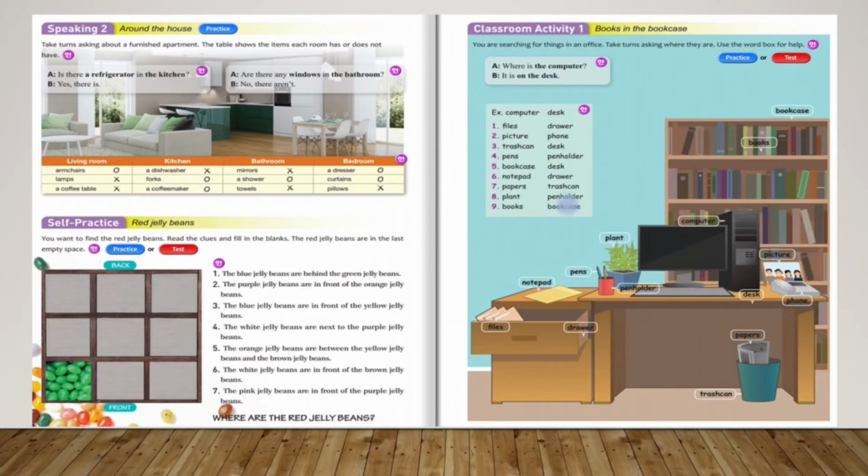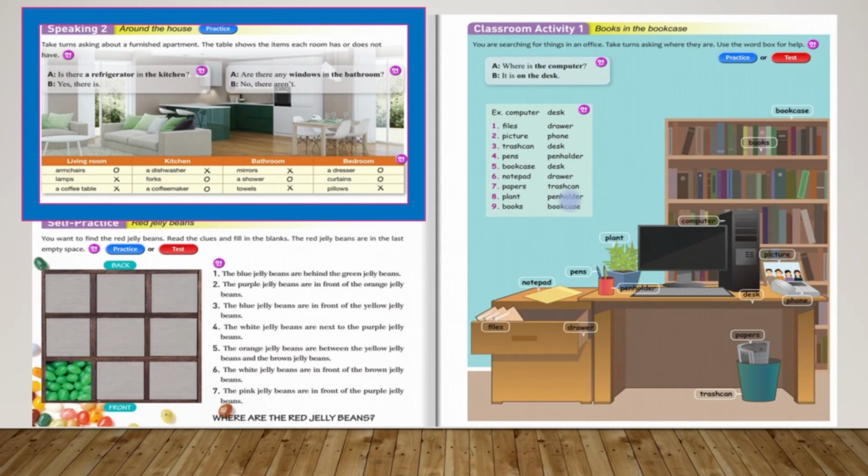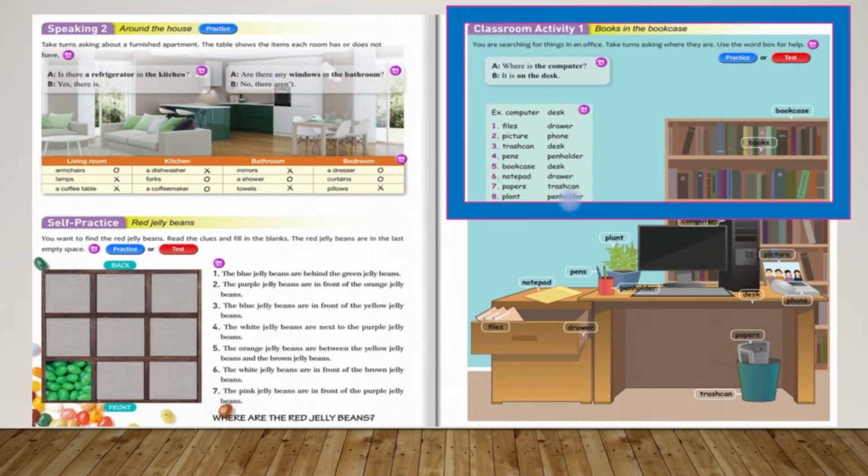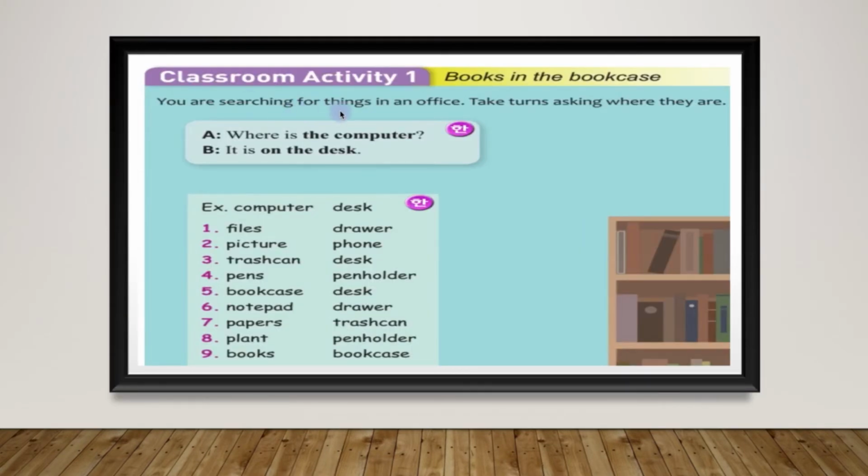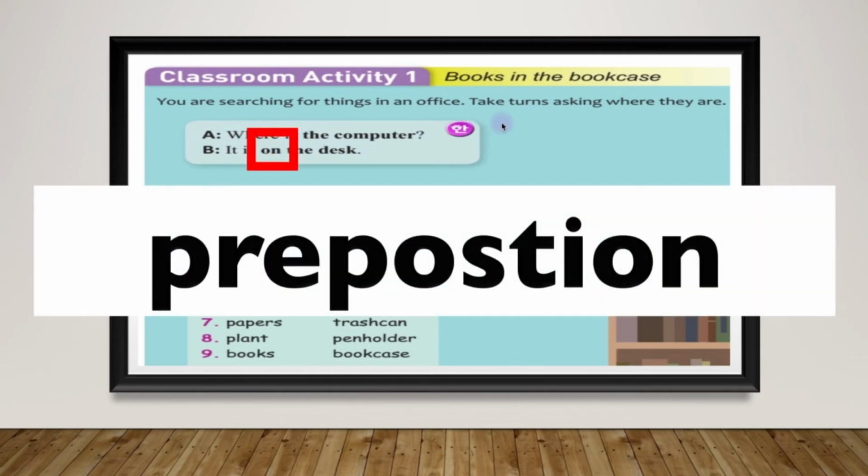For now, we are going to move on briefly to a classroom activity. The classroom activity is looking at books in the bookcase. I love books. So you're searching for things. Here we have the word things in an office. We've already learned that items and objects and stuff all have the same meaning, they are things. And we have the question, which has an answer with a preposition because it's a where question. Preposition, location of the things.